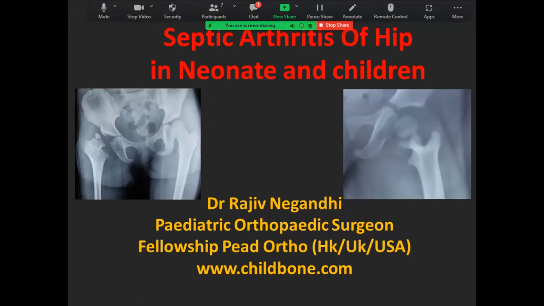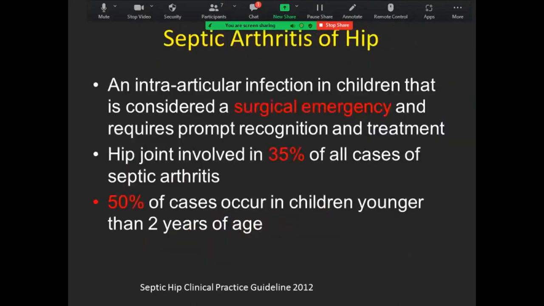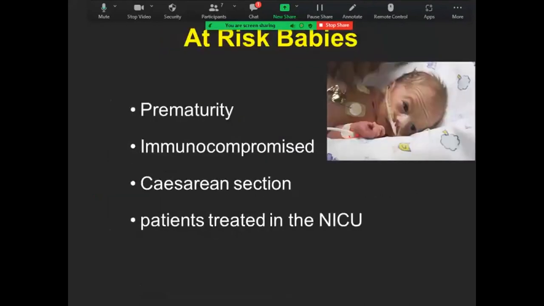So I'll just try to highlight septic arthritis of the hip in neonates and children. It's an intra-articular infection in children that is considered a surgical emergency and requires prompt recognition and treatment. The hip joint is involved in 35% of all septic arthritis cases, and 50% of these occur in children younger than 2 years of age. If we miss them, there are going to be large implications of chronic osteomyelitis and its sequelae, so it is recommended that we diagnose and treat it early. The at-risk babies are those who are premature, immunocompromised, born by C-section, and patients treated in NICUs.